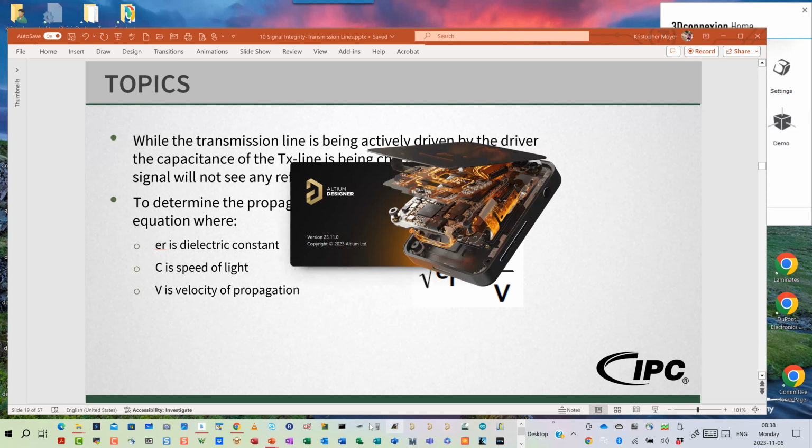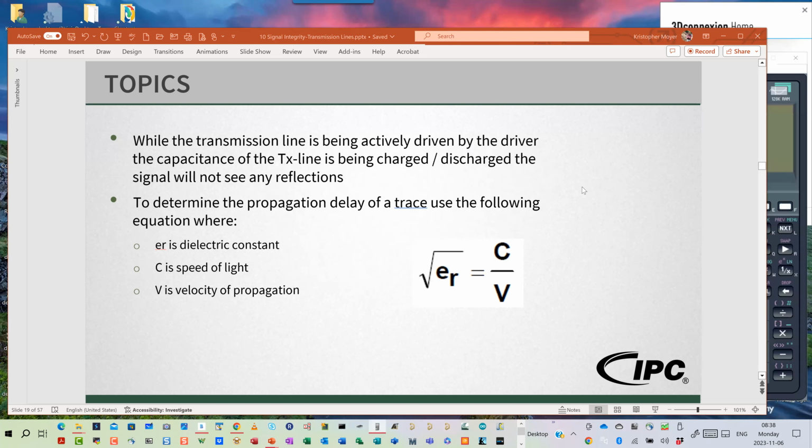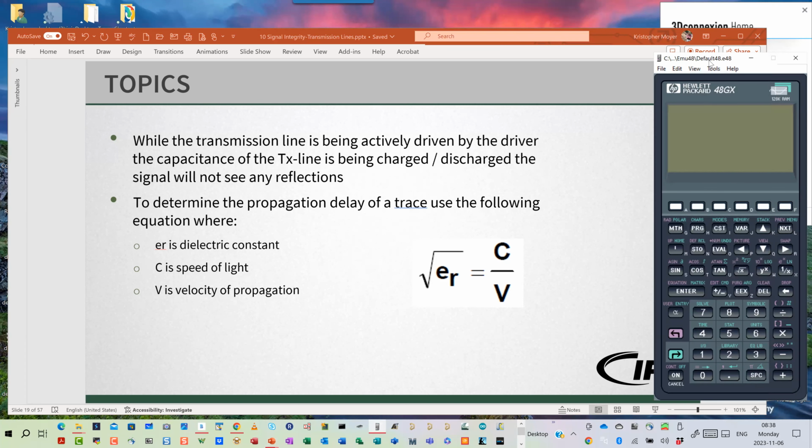Whoop, I clicked on the wrong button. Sorry about that. Let me click back over here. Altium will open up in the background. Meant to click this guy right here.